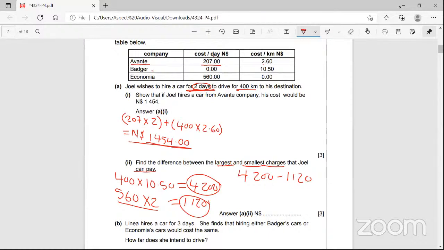This one only charges per day, that is 560 altogether. So now you need to know, in total, how much money you will have to pay each company. Now the first one we already know, because it was from the first question, that if he hires with this company, he's going to pay 1,454.